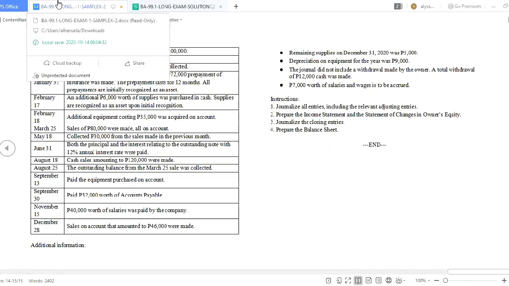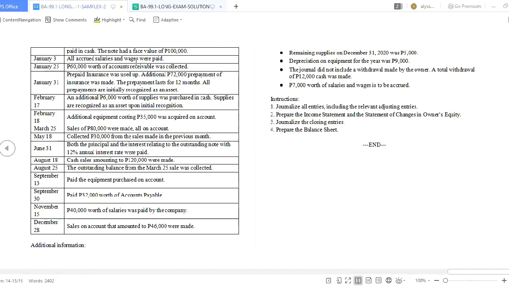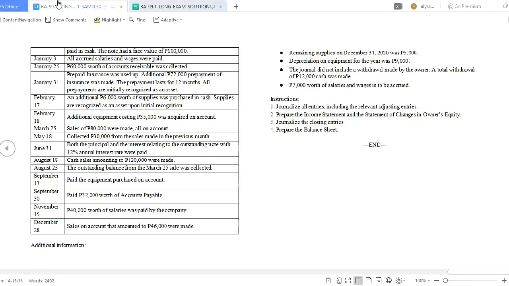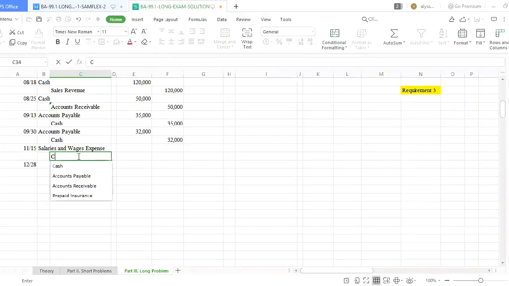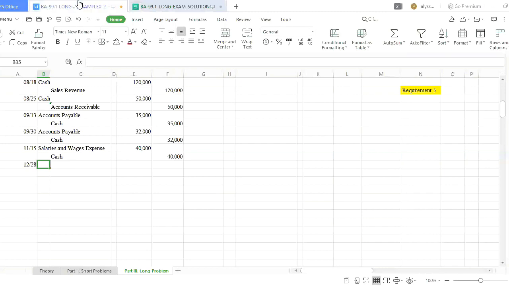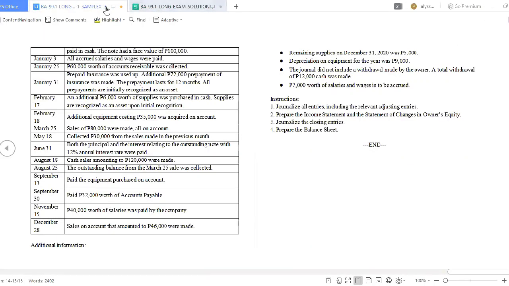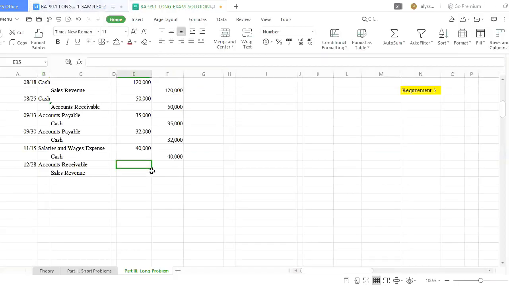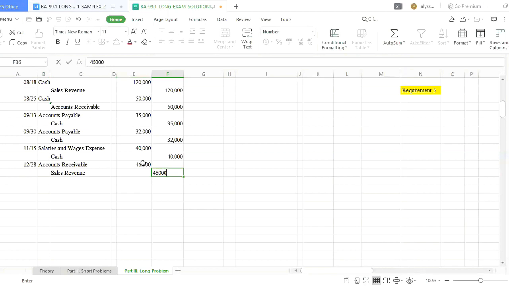Next, on November 15, 40,000 worth of salaries was paid by the company. So that's salaries and wages expense, since that's an expense, 40,000. You paid it, so cash, 40,000. And then last journal entry, sales on account that amounted to 46,000. So another sales on account: accounts receivable debit, sales revenue credit, for 46,000. Okay, now for the adjusting entries.